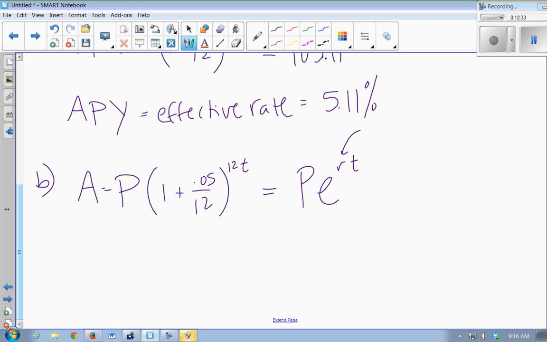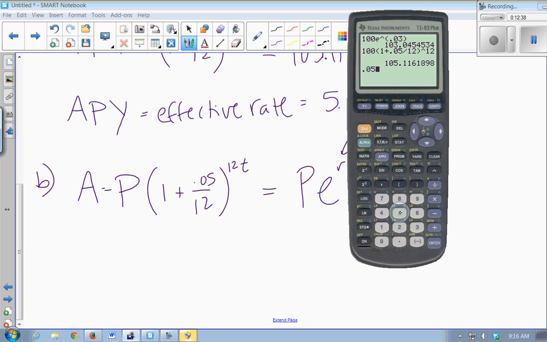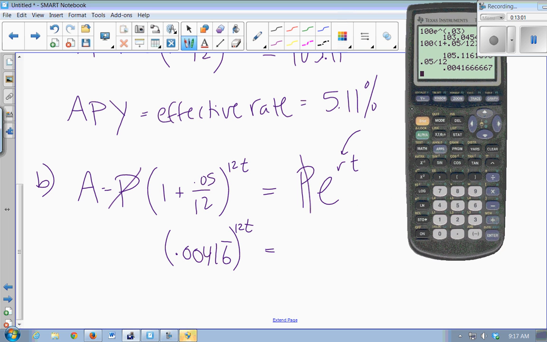Okay, so let's simplify the left side a little bit. 0.05 divided by 12 is 0.00416 repeating. They both have a P on each side, so those can cancel. So this is 1.00416 repeating to the 12t, and I want to know e to the rt. They both have a t in the exponent. Those are the same on both sides, so I'll just get rid of them.